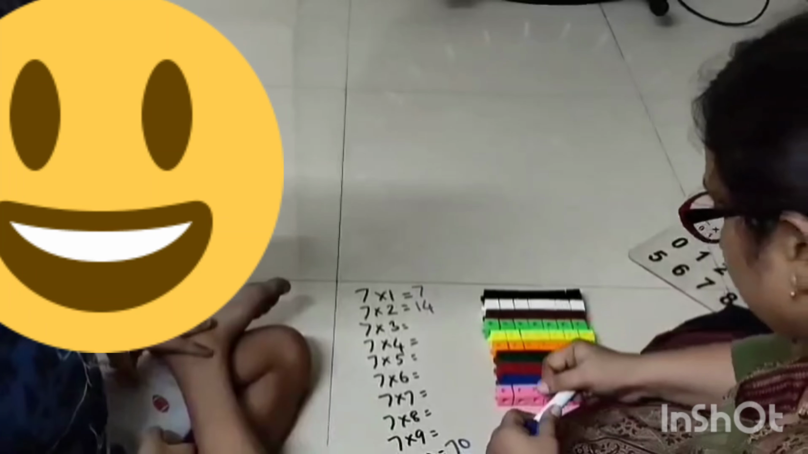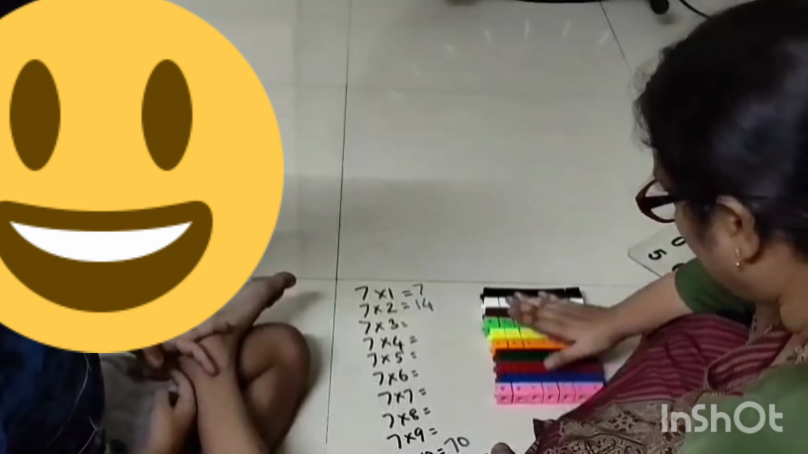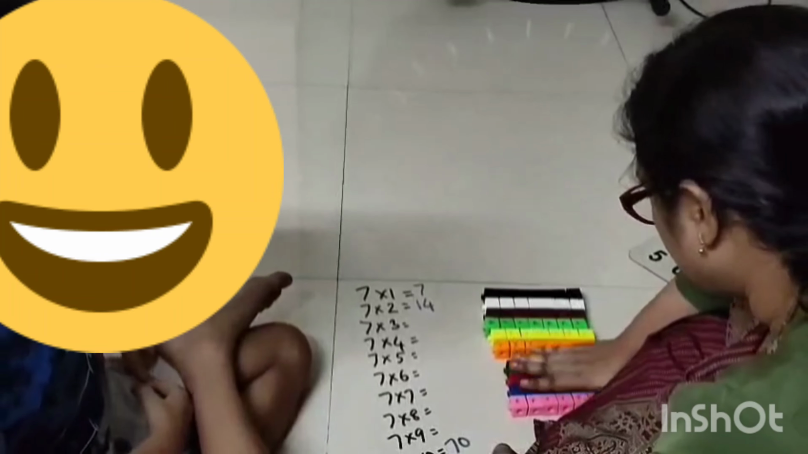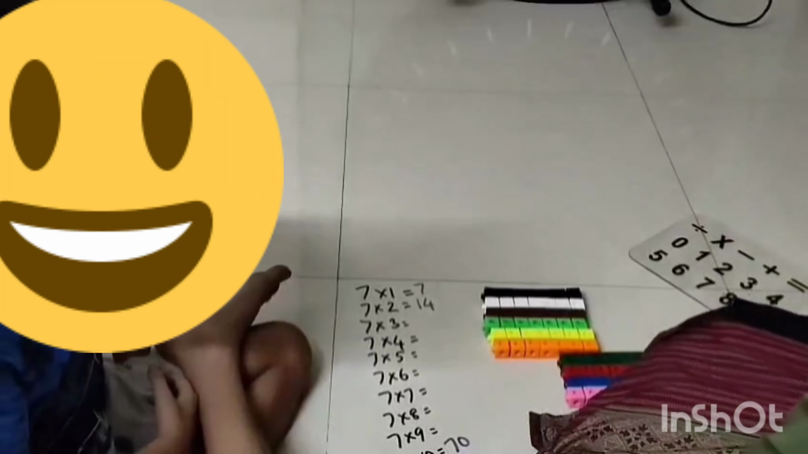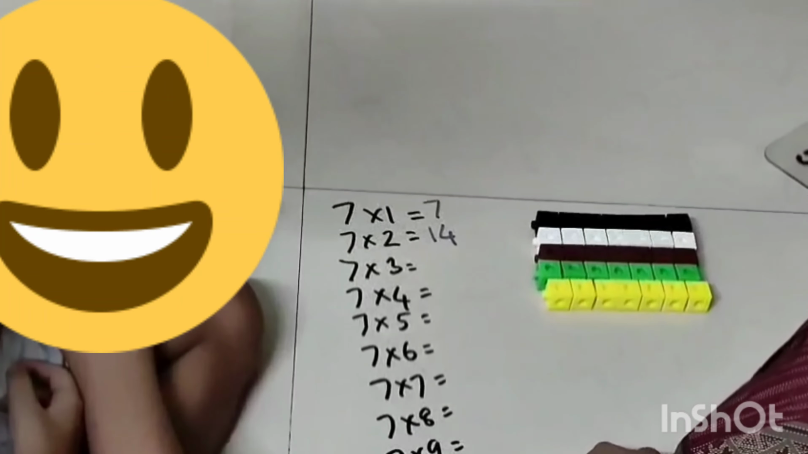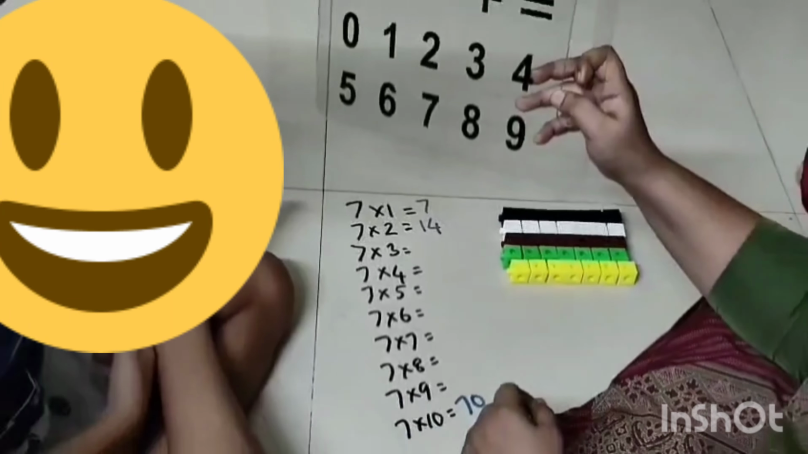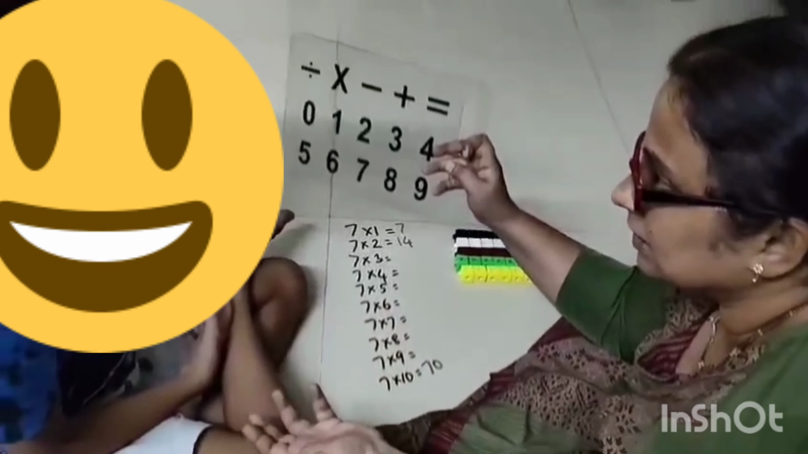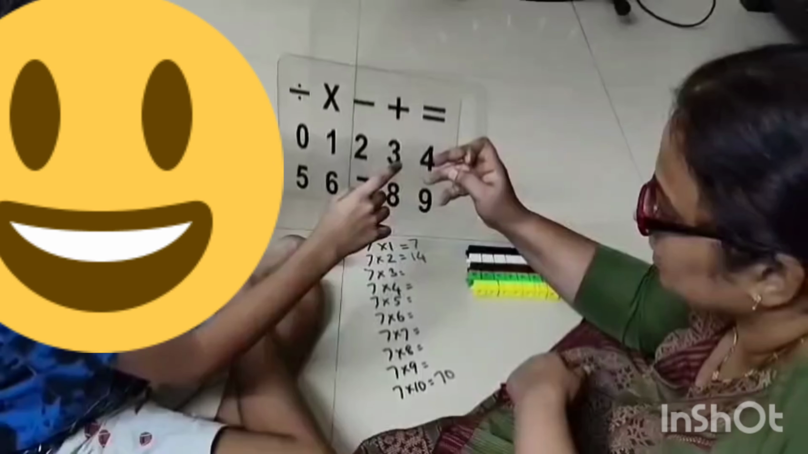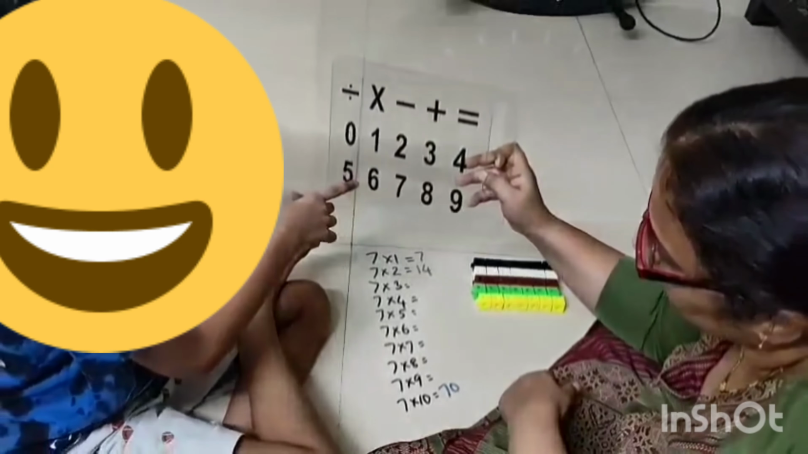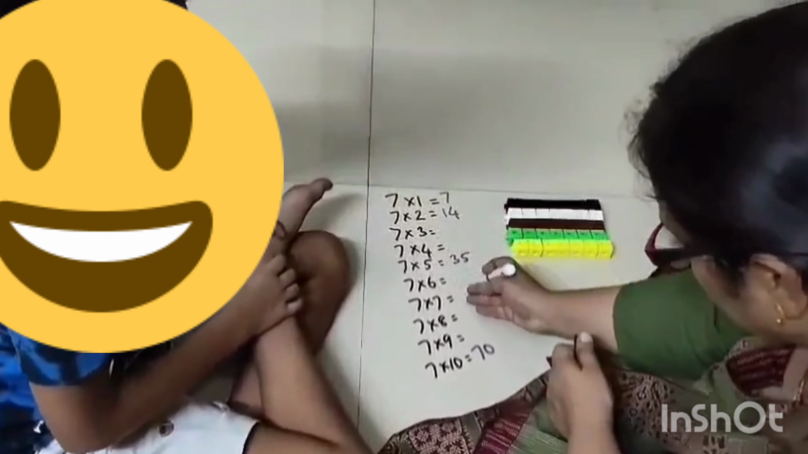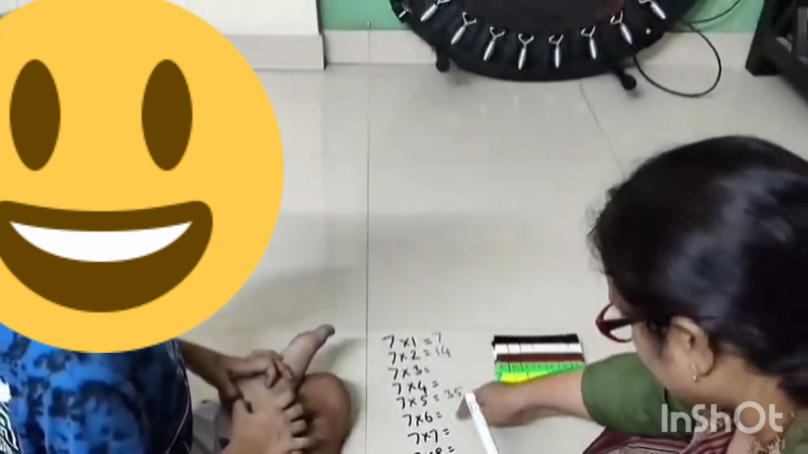70. Now, 7 into 5 we'll try to figure out. This is half of this. Okay, I'll remove half of this. Half of 70 is, okay, I'll tell you, half of 60 is 30. Okay, half of 70 will be 35. Yes. So we found out one more number in this table. 35. Now all those missing numbers, right, we can figure out based on these.